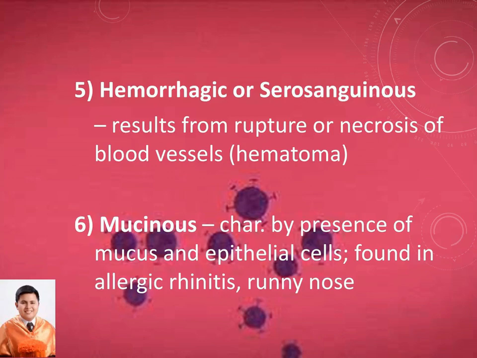And lastly, number 6 will be the mucinous exudates. These are characterized by the presence of mucus and epithelial cells and are usually found in allergic rhinitis and runny nose.